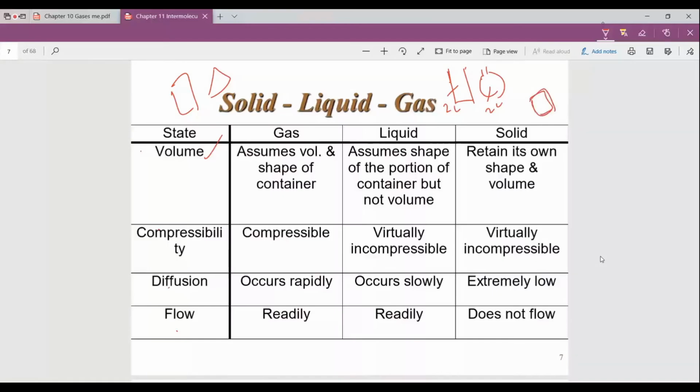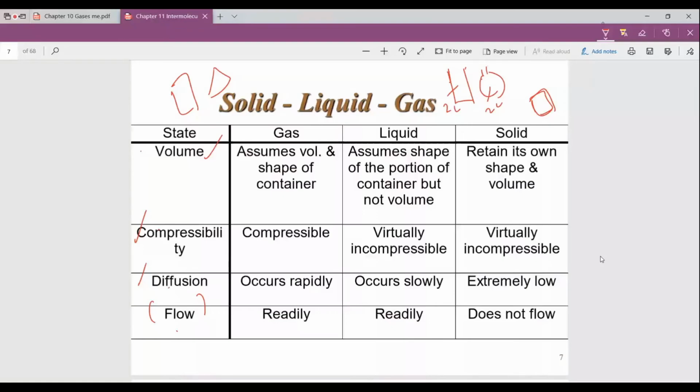Okay, in terms of compressibility, gas you can compress, like a balloon, we can compress a balloon, right? Liquid is slightly compressed, solid is incompressible. Then in terms of diffusion, gas occurs rapidly while liquid slowly and solid extremely slow. Okay, for the flow, gas flows quickly or rapidly, the liquid can also flow, but solid does not flow.